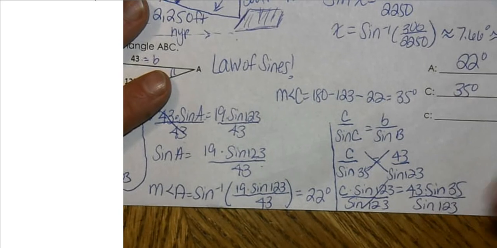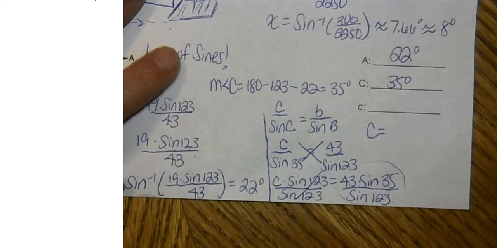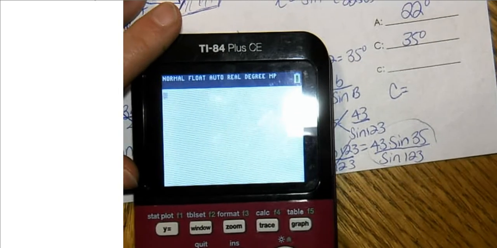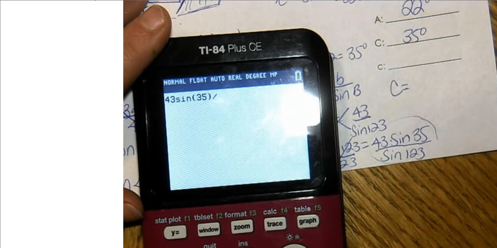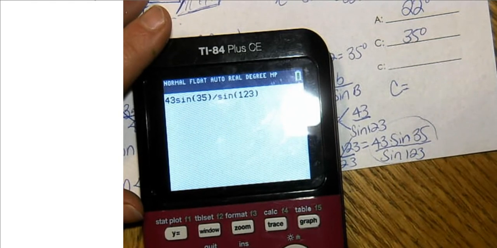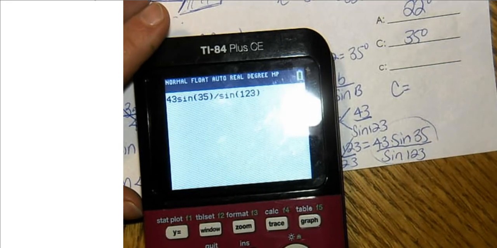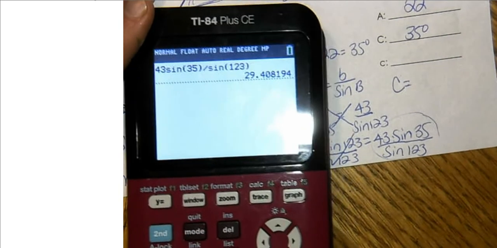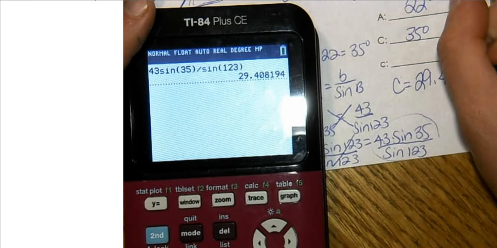When I do that, I am left with c equals this whole fraction right here. And I'm going to put it directly into my calculator. So please make sure that you practice putting these values into your calculator. I'm going to go 43 times the sine of 35, and I'm going to divide that value by the sine of 123. Always make sure that you're closing your parentheses of whatever you're taking the sine or cosine of, depending on what type of formula you're talking about. And in this problem, I end up with 29.41 units.